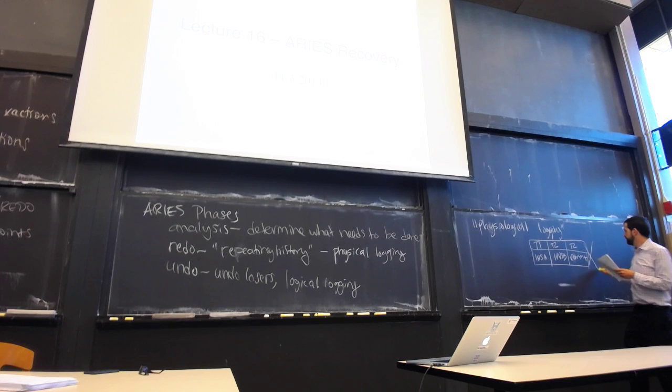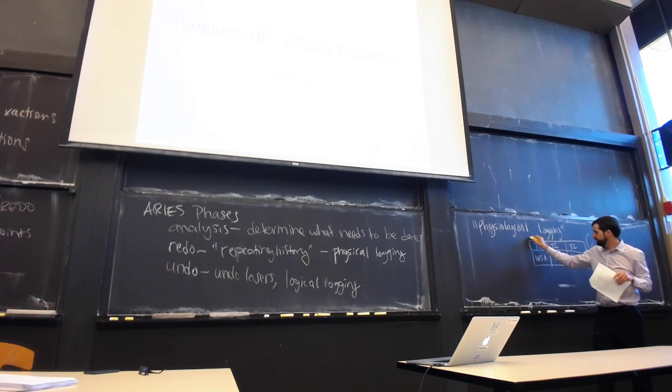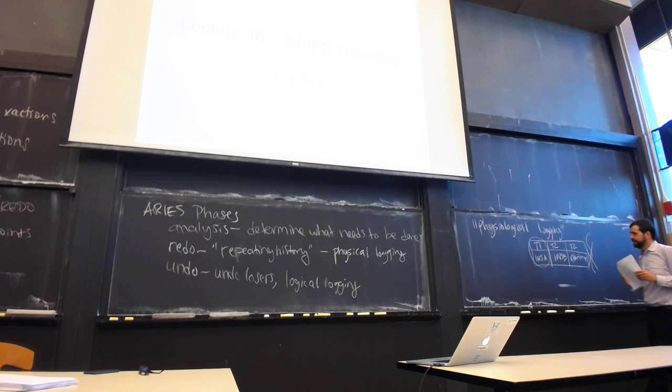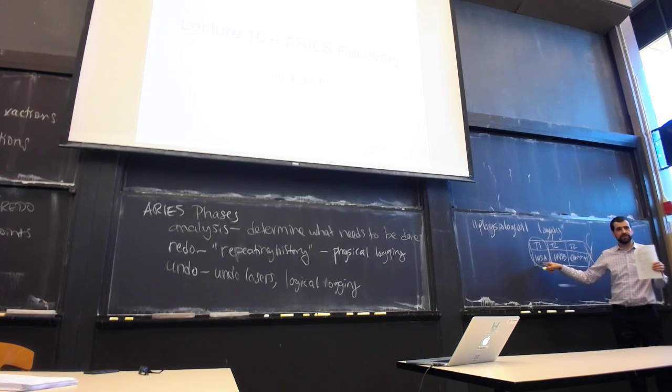And the system at this point crashes, okay? So now we have to undo transaction 1, right? But we don't have to undo transaction 2. So the state of the database system at the time that transaction 1 wrote this log record is different than the state of the database system at the time that transaction 1 is undoing this log record.